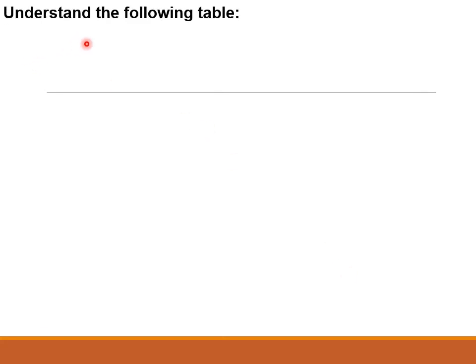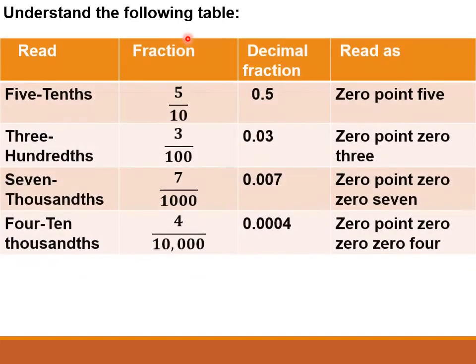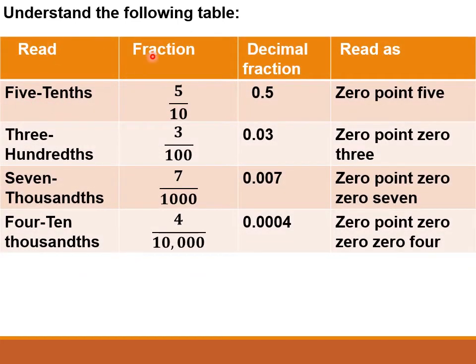Now understand the following table. Read 5 tenths. So in fraction we will write 5 upon 10. Yes. Then in decimal fraction we will write 0.5. In denominator 10 is there and 10 is having only 1 zero. So we will write 0.5. Then we read 0.5. Then next, 3 hundredths. So in fraction we will write 3 upon 100. Decimal fraction 0.03. 100 is having 2 zeros. So after the decimal we will write 2 digits, 03. So 0.03 and we read it as 0.03.